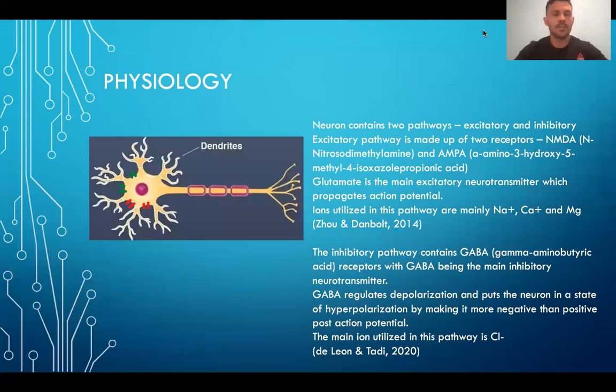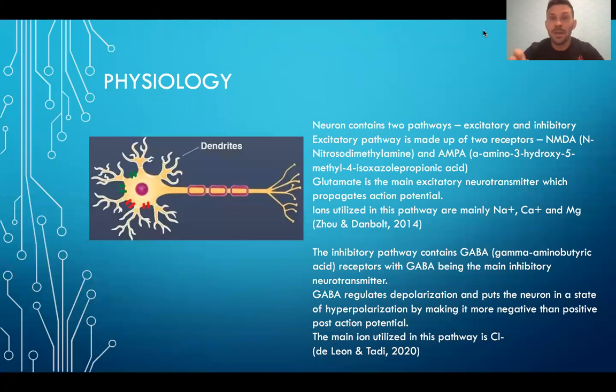So the physiology. So how does the neuron actually create an action potential? So on the picture to, I guess, my left, your right, essentially, you'll see the neuron with green markings and red markings. So the neuron has two pathways. It has an excitatory, which is denoted by the green marking, so green meaning go, and the inhibitory pathway, so red meaning stop. Now, the excitatory pathway is made up of two receptors. It's got an NMDA and the AMPA. I'm not even going to attempt to say these names.